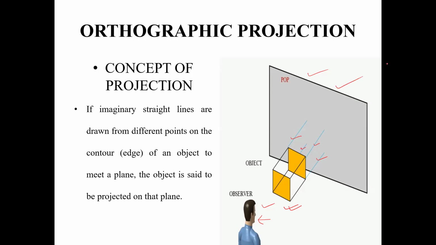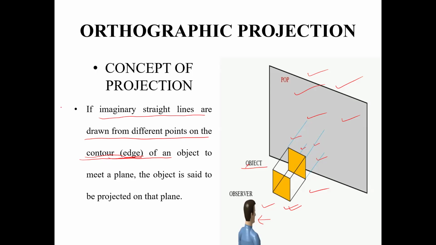So when imaginary lines are drawn from different points on the contour of an object, and the contour of an object is nothing but the collection of different edges of the object, then we have a projection. This object has several edges, and there are millions of points on those edges. From each one of these points, if we draw imaginary lines like this, originating from different points of this object and hitting this plane, then we say that this object is projected on this plane. This is how we can define the concept of projection.